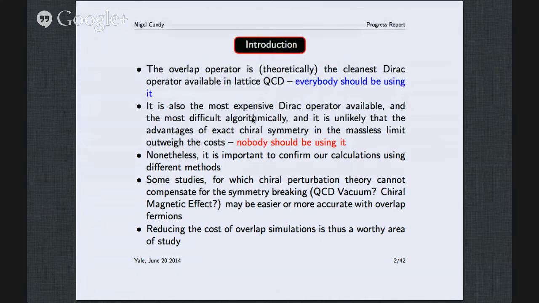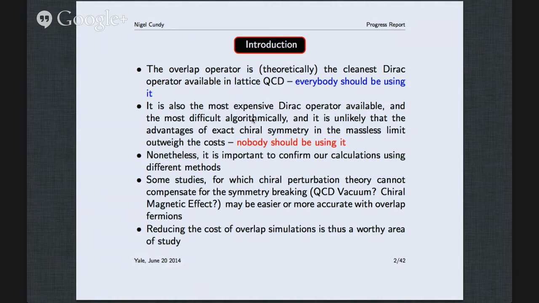So the overlap operator, we've had a couple of mentions of it so far today, including the last talk. Theoretically it's the cleanest Dirac operator available in lattice QCD, and for that reason I think everybody should be using the overlap operator. On the other hand, it is also the most expensive operator available. It is algorithmically more complicated than anything else. The matrix sign function is particularly bad, and it's unlikely that the advantages of exact chiral symmetry in the massless limit are worth this extra complexity. So other people would say that nobody should be using it.